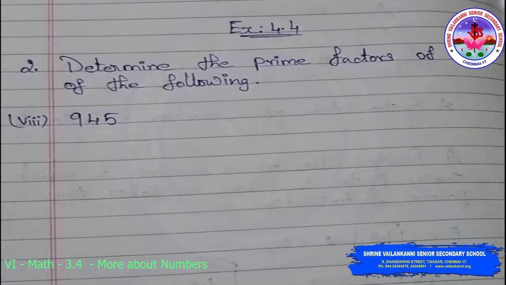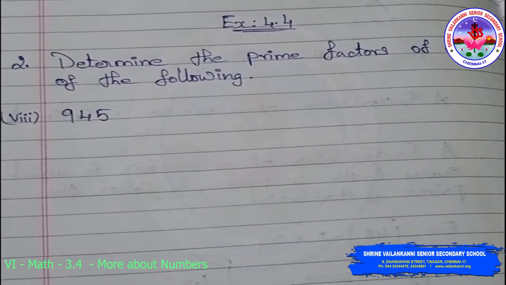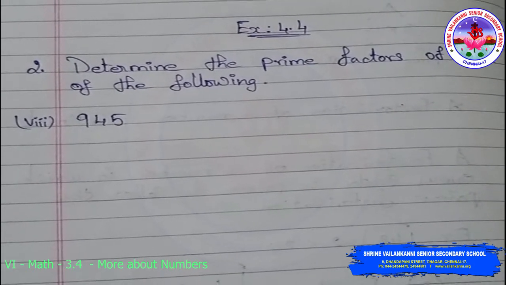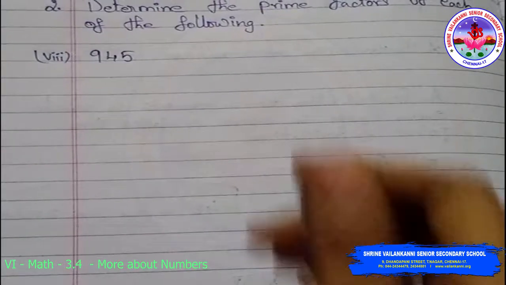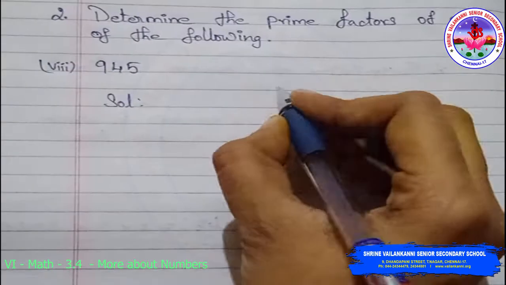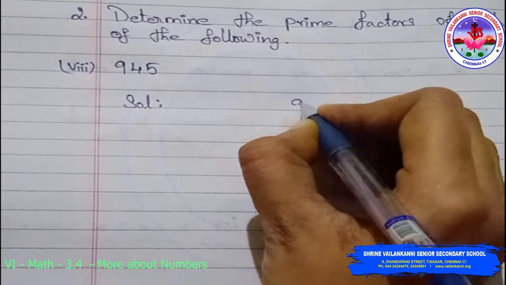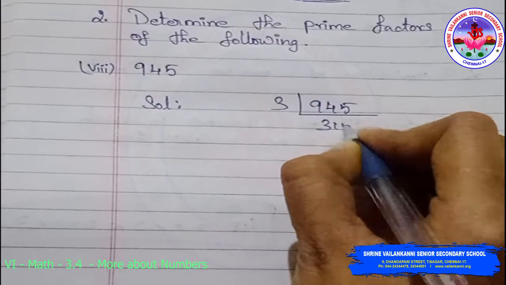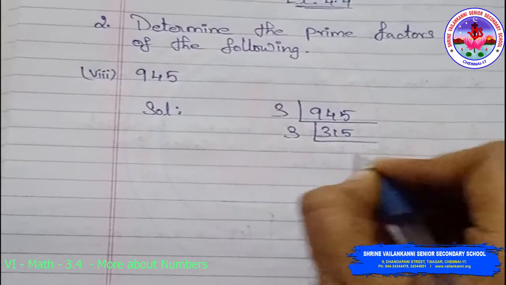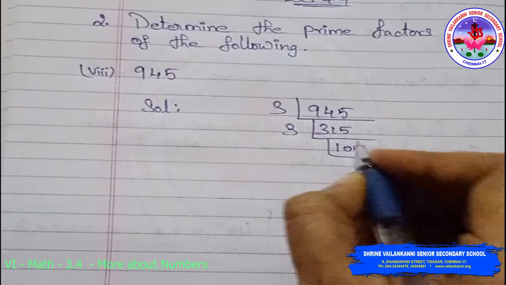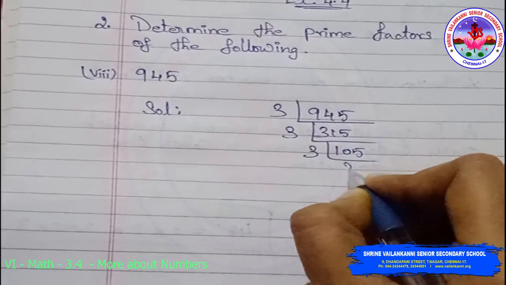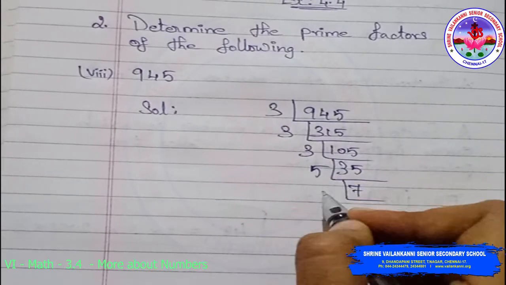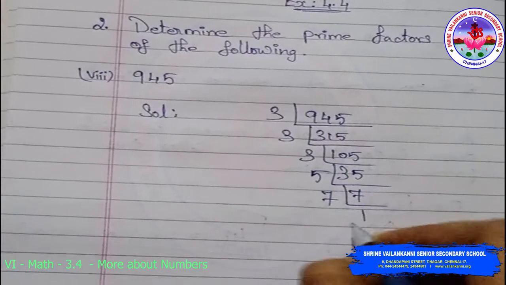4.4, second question. Determine the prime factors of each of the following. First Roman: 945. Find the prime factors. Solution: using the LCM method of prime factorization. 945, 3 times 315. Same, 3 times 105. 3 times 35. 5 times 7. 5 is a prime number. Next, 7 is also a prime number, and 1.